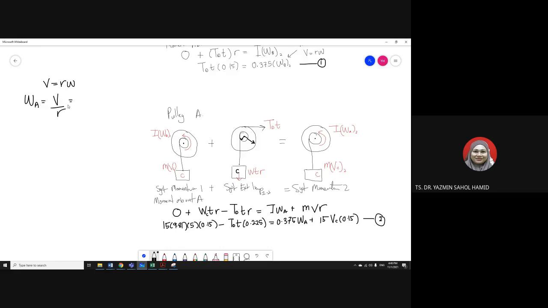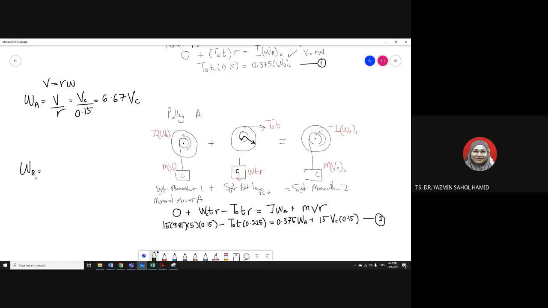For omega A, what is the V? This is what we need to find. It will be VC. For omega A, we have VC. What is the R? For block C, the R will be the inner radius or the outer radius? Inner. Okay, 0.15. So 1 divided by 0.15 is 6.67 VC. Now let's find omega B.